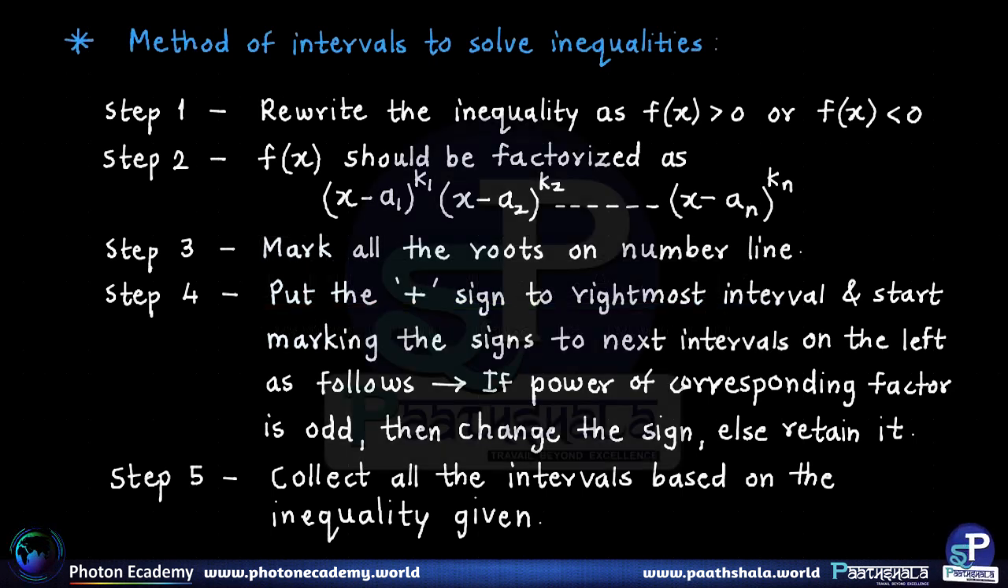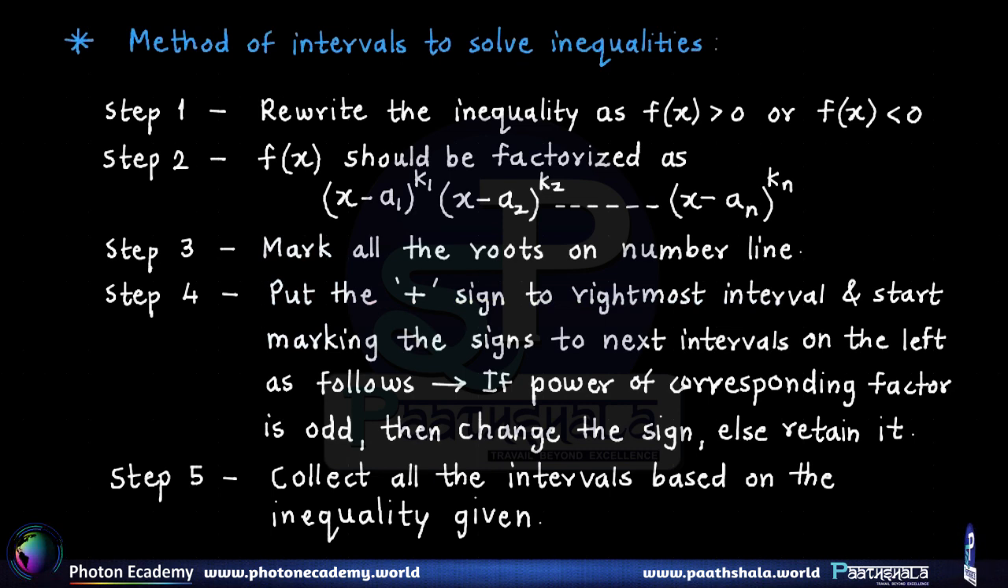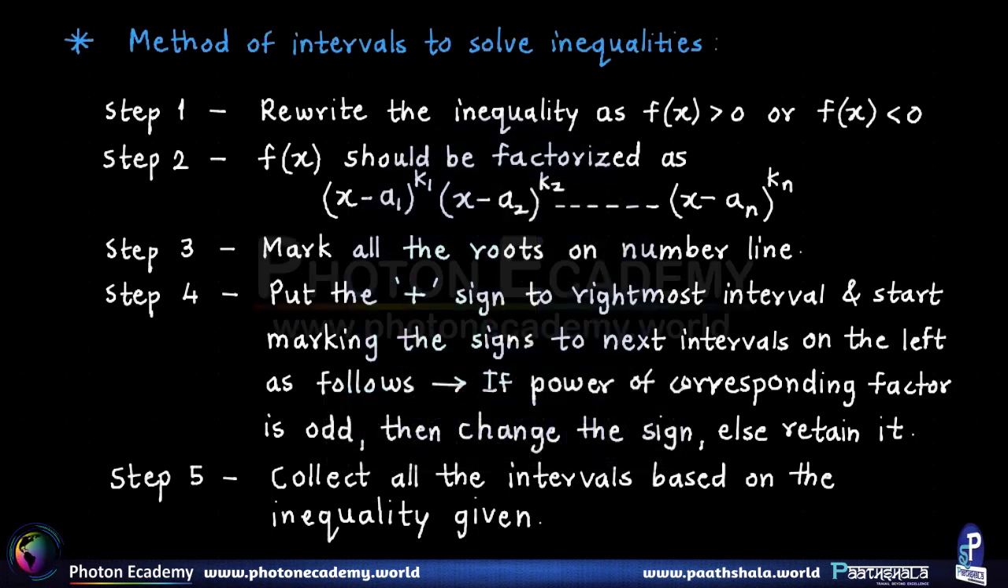Next, we put the plus sign on the rightmost interval, that is, to the right of the biggest value. Then we scan towards the left, and as we cross each value we put the corresponding signs, plus or minus, based on a condition. While crossing a particular value, if the power of that corresponding factor is odd, then we change the sign, but if the power is even, then we retain the previous sign. This will be clear when we actually solve the sums.